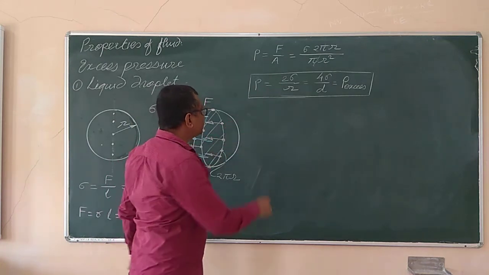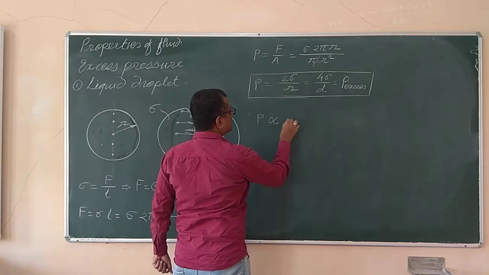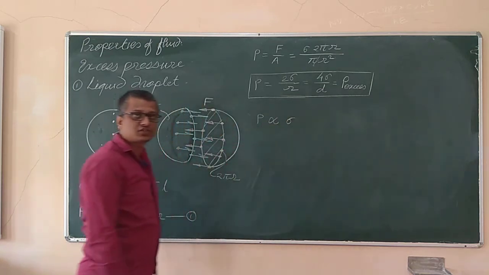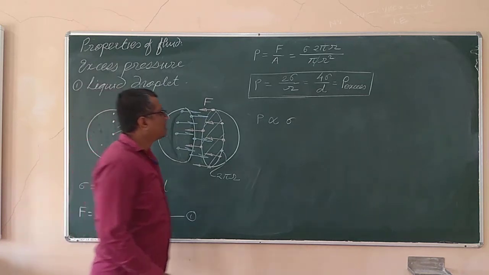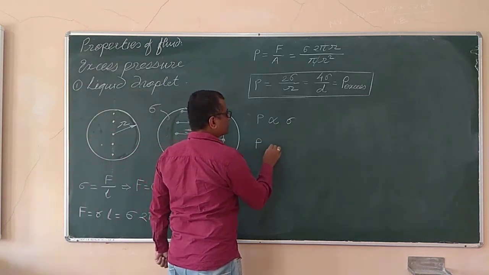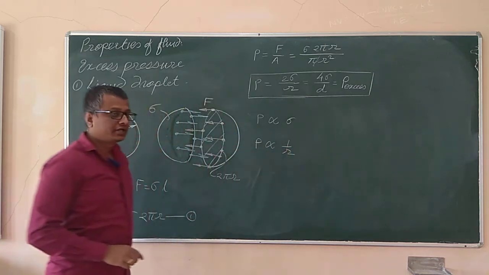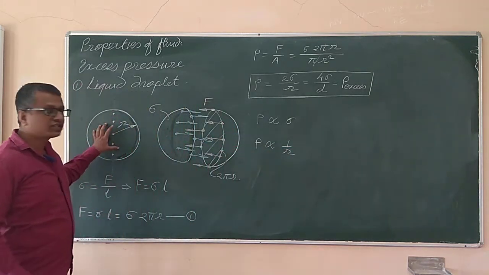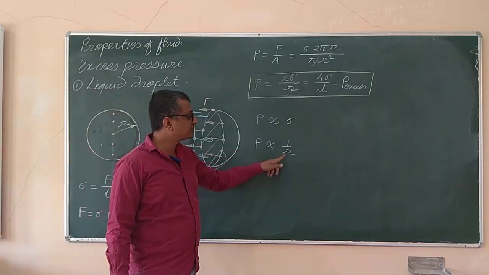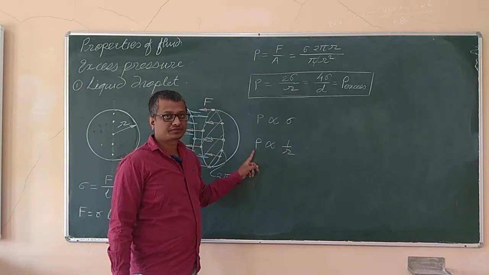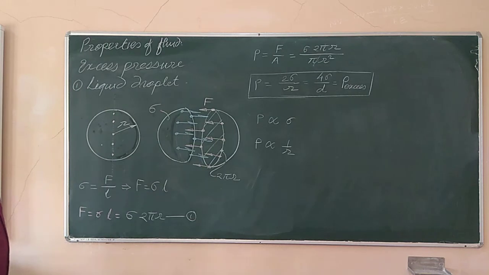Now one thing is clear: the excess pressure in the liquid droplet is directly proportional to sigma, the surface tension of the liquid. The more the surface tension, the more the excess pressure. Also, the excess pressure is inversely proportional to the radius of the droplet. It means that the larger the radius of the droplet, the less the pressure; the smaller the radius, the higher the pressure. So that's the relation and formula for the excess pressure inside a liquid droplet.